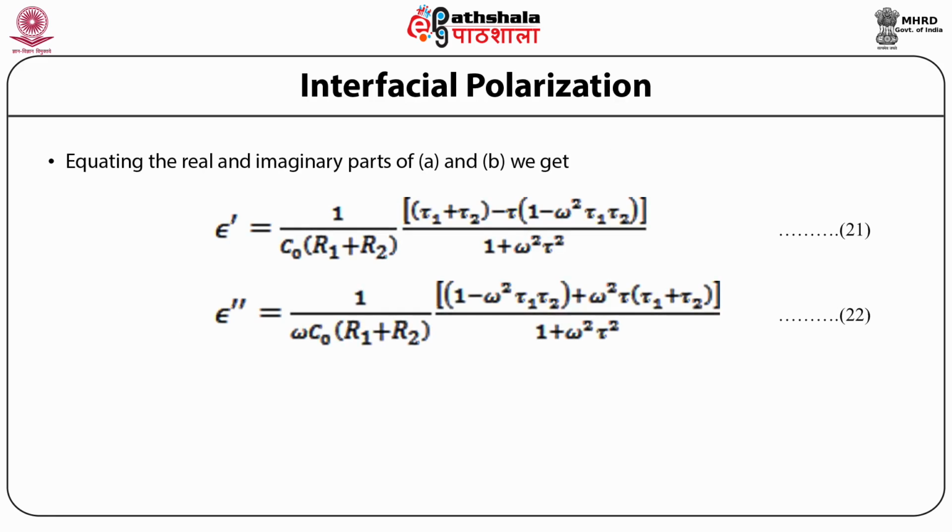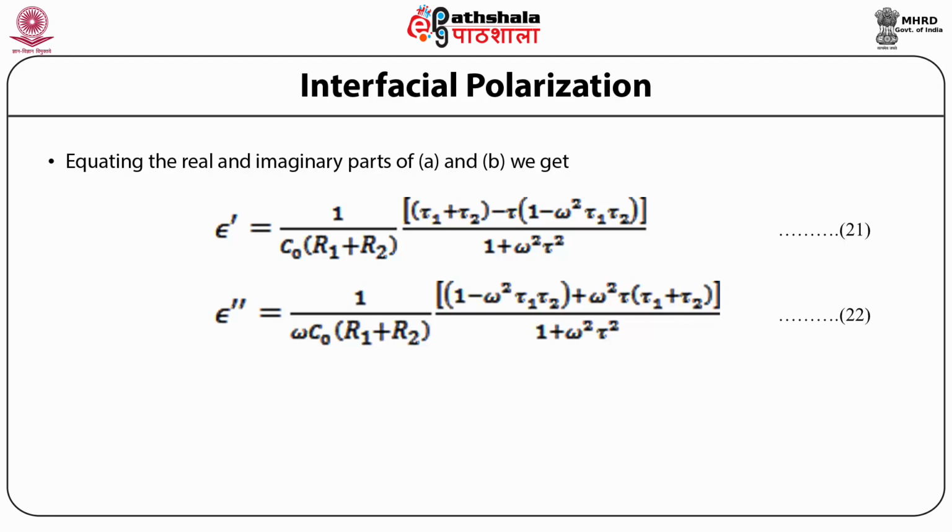Equating the real and imaginary parts of A and B, we get epsilon prime is equal to 1 by C0 into R1 plus R2 into tau 1 plus tau 2 minus tau into 1 minus omega square tau 1 tau 2 divided by 1 plus omega square tau square, and epsilon double prime is equal to 1 by omega C0 into R1 plus R2 into 1 plus omega square tau 1 tau 2 plus omega square tau into tau 1 plus tau 2 whole divided by 1 plus omega square tau square.